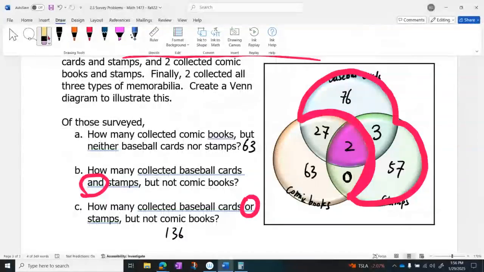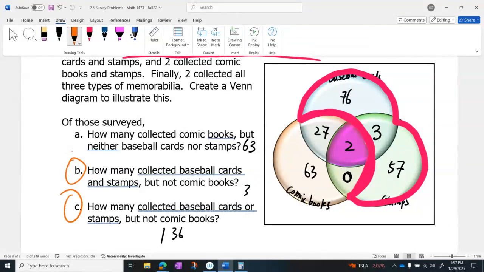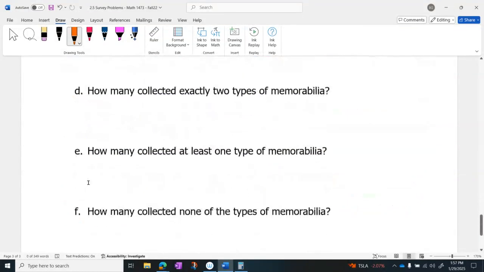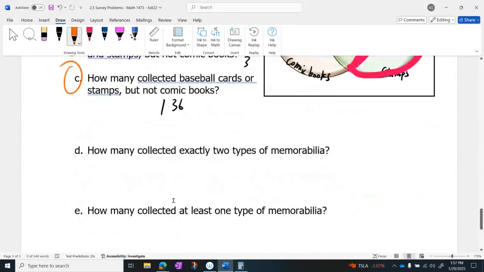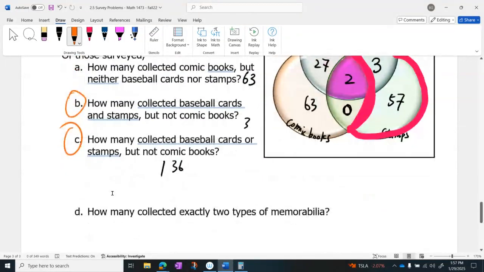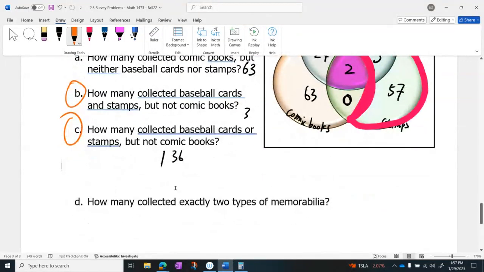And be aware of the difference between part B and part C. There's only 1 word different, but it's very different. All right, so that's some warm up. We're not done yet. We have more. Let's finish this.